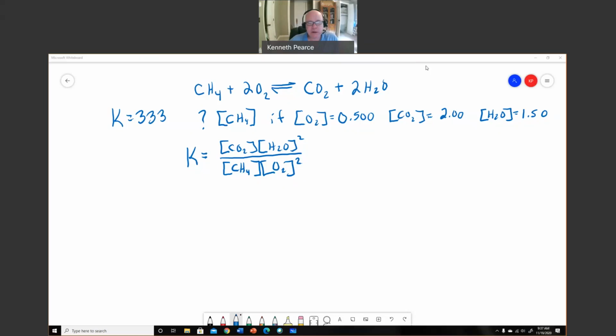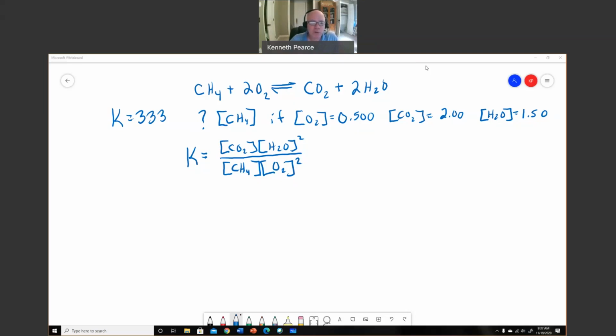I know that sounds scary, but basically, if anything switches sides, it goes from the bottom to the top or the top to the bottom. Let me show you here. And so what are we looking for? We're looking for CH4. It's on the bottom. And so we need to get CH4 by itself on one side. It doesn't matter which side we get it. And then we can go ahead and plug in our numbers.